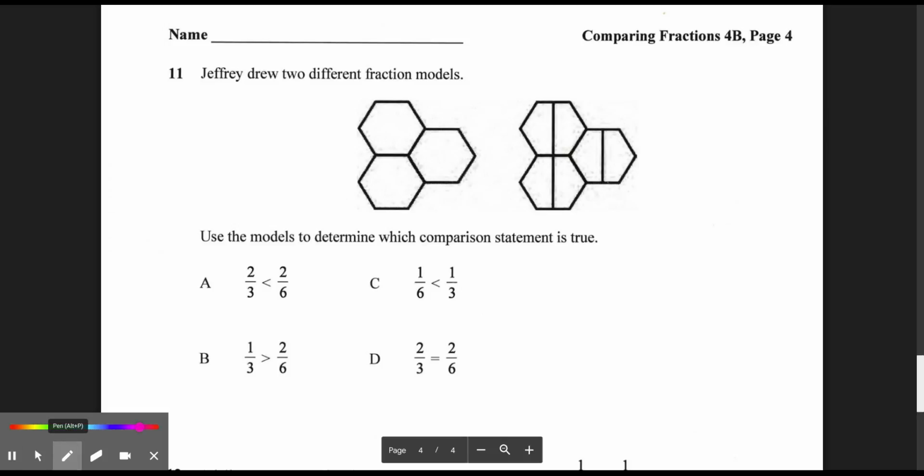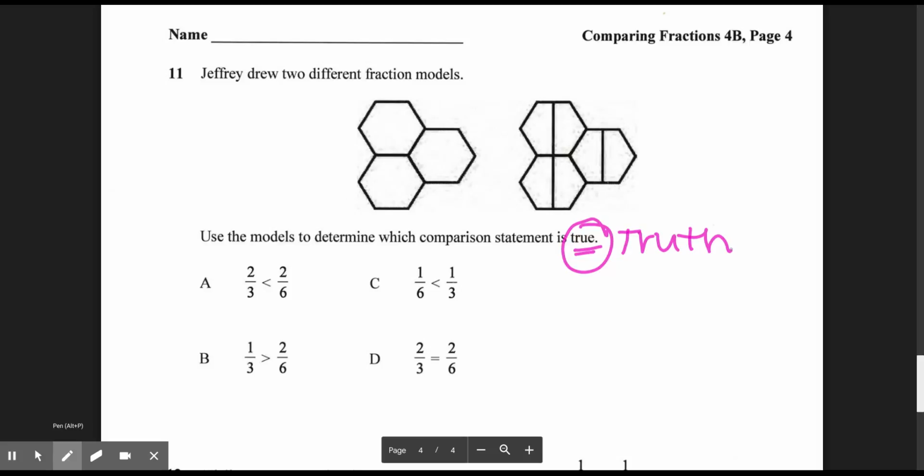All right, guys, we're going to look at number 11 together. Jeffrey drew two different fraction models. Use the models to determine which comparison statement is true. So we are looking for the truth today. We want to know which one of these statements is telling us the truth.